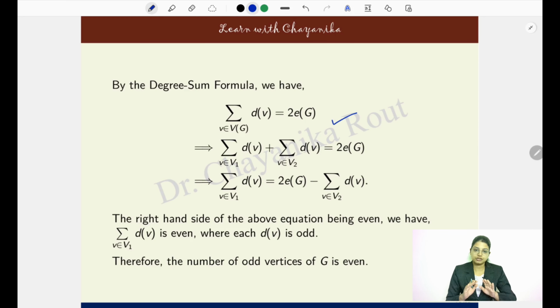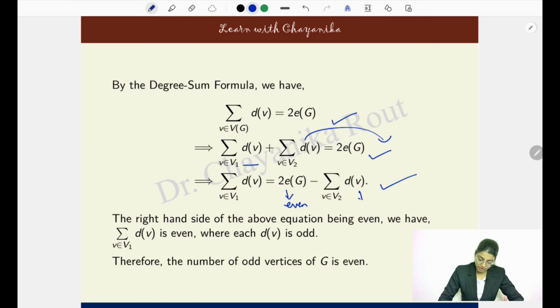Now, we divide this summation into two parts, one summation comprising all the degrees of odd vertices and another summation which is taking the sum of all the degrees of the even vertices, that is twice the number of edges. Now, keep this part on one side and take this on the other side, so we get this equation. While observing it carefully, we found this quantity is even, this quantity is also even, which makes the total difference of two even quantities even, and hence this left hand side is also an even integer.